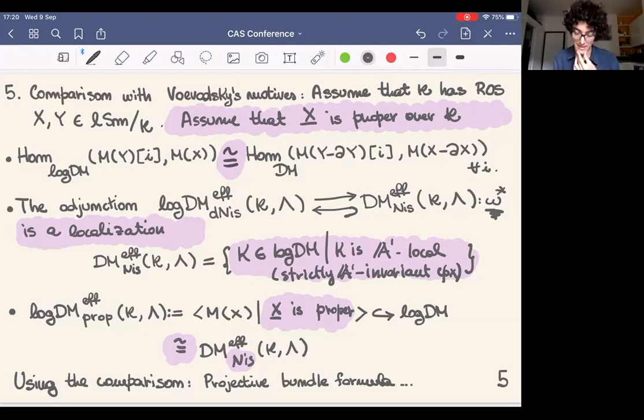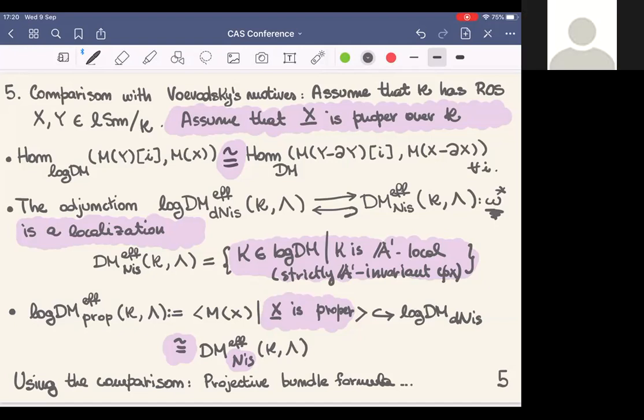And the other thing, and here I stress it by using the color pink, is that this is true for the Nisnevich topology. So this also doesn't hold in the étale setting, for example. I will say something more on the étale topology in a second. Now, when you have such a comparison with DM, you can inherit a number of results, for example the projective bundle formula and a version of a blow-up formula.